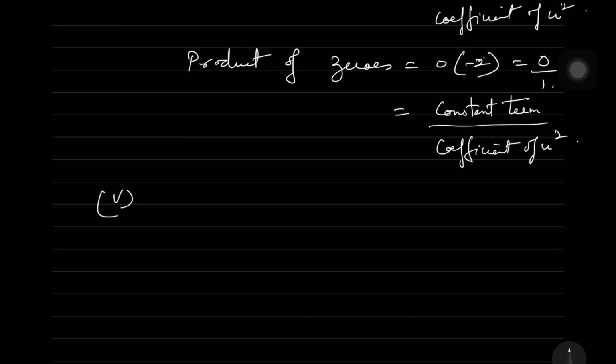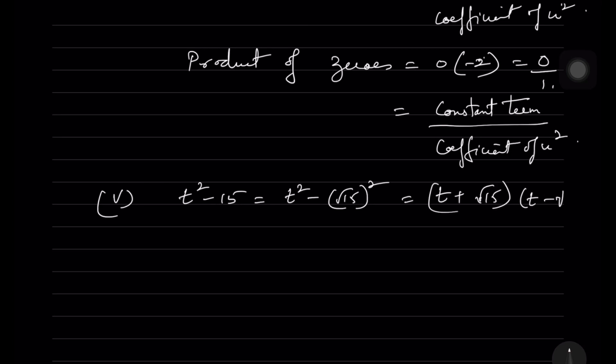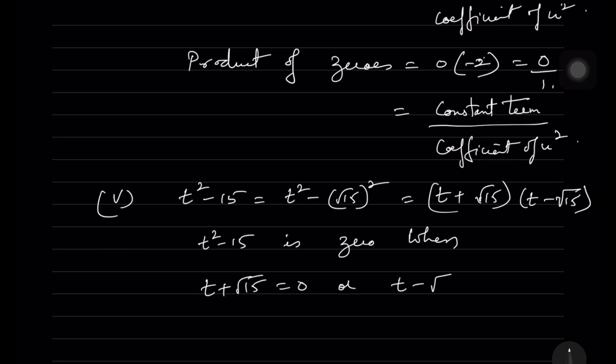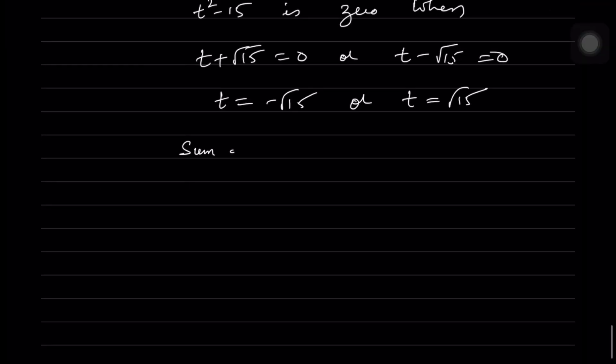Then the fifth one is t square minus 15, which can be written as t square minus root 15 whole square. It is in the form of a square minus b square, which is equal to a plus b into a minus b. So you can write this as t plus root 15 into t minus root 15. So t is equal to minus root 15 or plus root 15. So from that you will get the zeros. What is the sum of the zeros and what is the product of the zeros, we'll see.